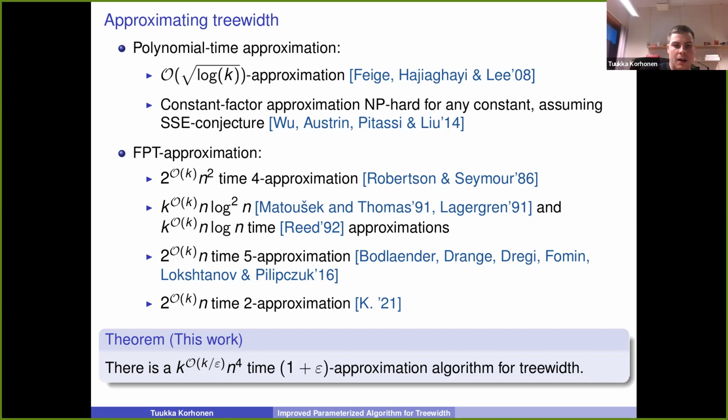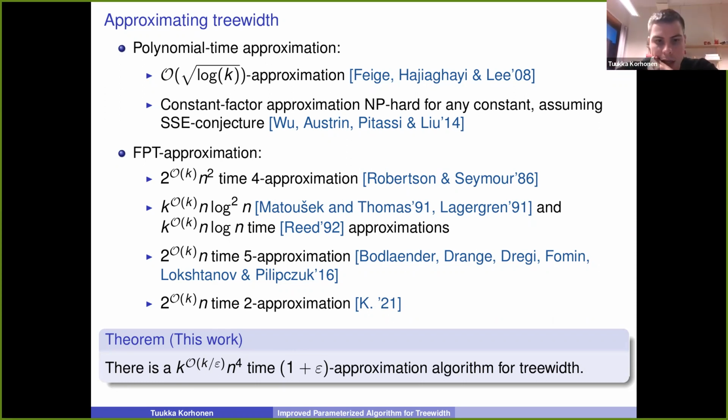And in this paper with Daniel, we give a 1 plus epsilon approximation. The epsilon is a parameter that you can give as an input to the algorithm. You can think of epsilon as 0.1, for example. It runs in time k to the O of k divided by epsilon times n to the 4. Again, this dependency on n is really bad compared to prior work, but what's novel about this result is that we can go below 2 approximation in time k to the O of k. Before that, anything below 2 approximation was as bad as the exact algorithms, but now we have some trade-off below this 2 approximation.